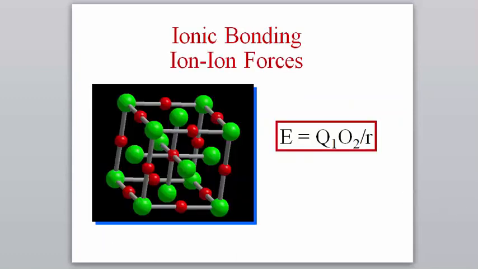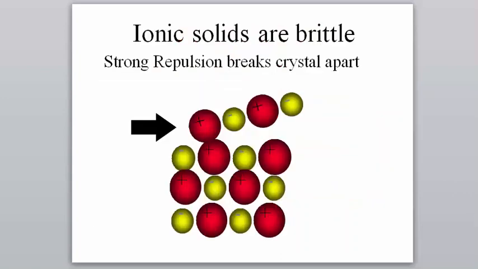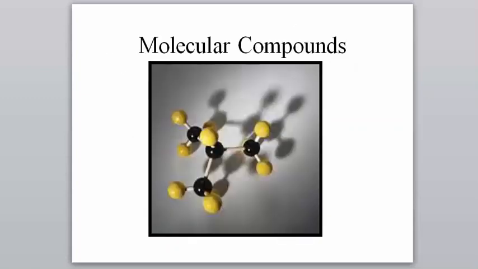Your ionic bonding and your ion forces can be varied and compared based on Coulomb's law. You're looking at the charges and the radius, the distance between those ions, to give you a comparison of ionic bonding strength. We know they're brittle because the strong repulsive forces will force the crystal apart. Your ionic bonding is pretty simple compared to your molecular compounds.